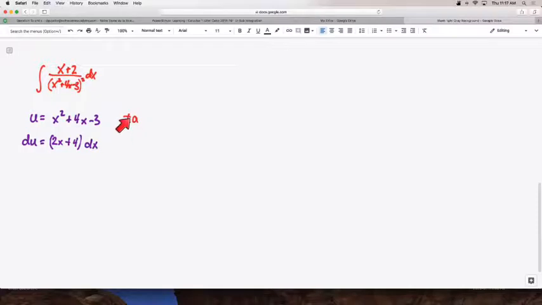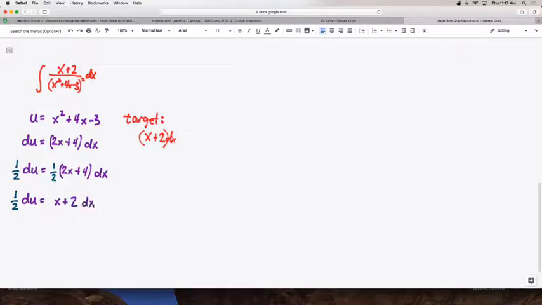So I see over here, my target is x plus 2 dx, and what I see here is 2x plus 4 dx. There it's a simple transformation. If I were to take half of each side of this equation, suddenly I see that now I have half of du is equal to x plus 2 dx. So the x plus 2 dx cannot be replaced with du, but half of du.